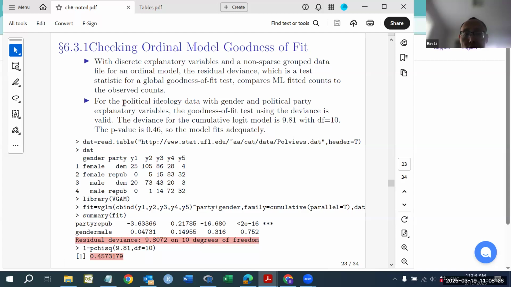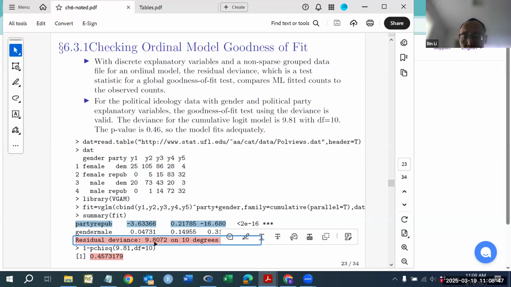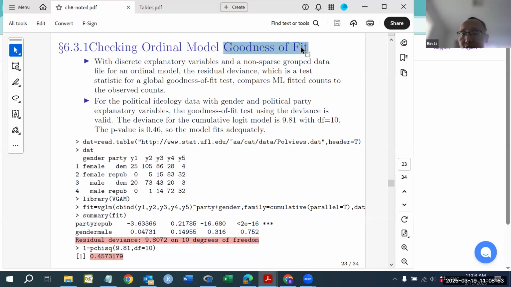For the political ideology example, we fit the proportional odds cumulative Logit model using the party affiliation and the gender information. After we did the fit, you can see the residual deviance is 9.8 with 10 degrees of freedom. So the goodness of fit test uses the test statistic 9.8 and degrees of freedom 10, and we can find the p-value. We can do it using 1 minus that. So why is it 1 minus that?